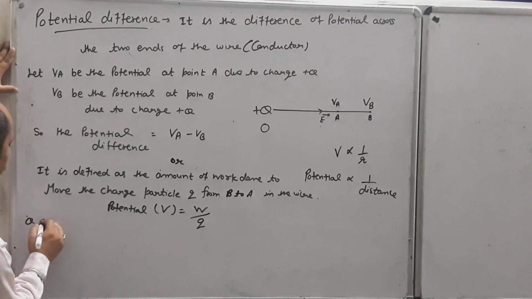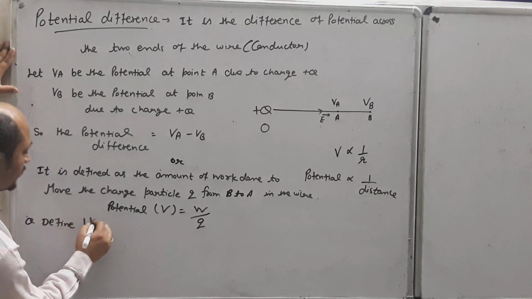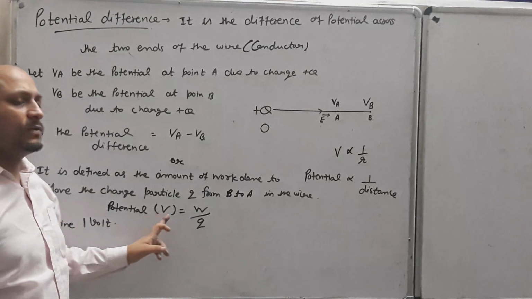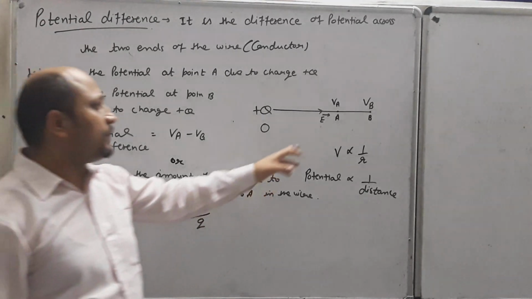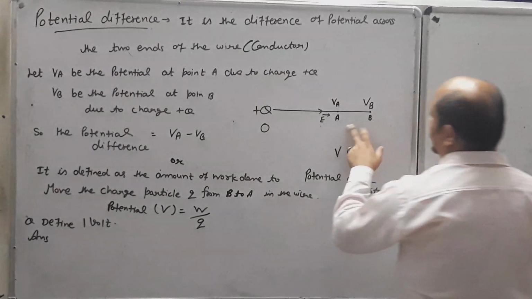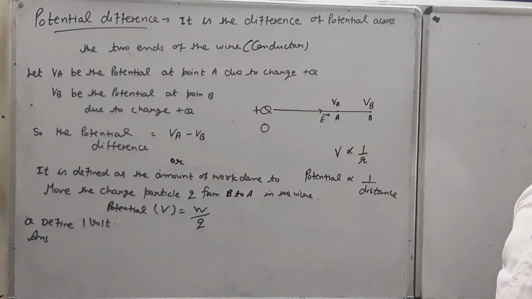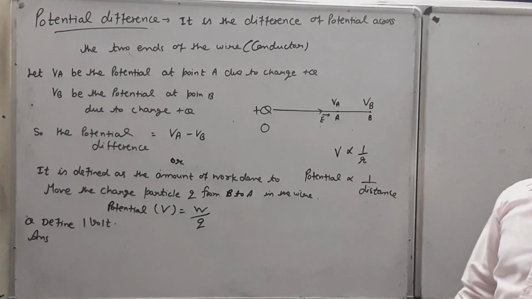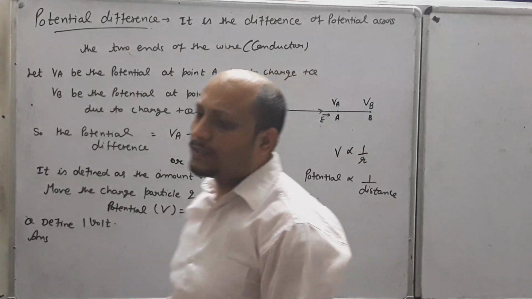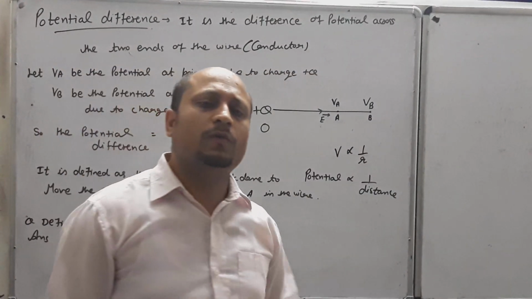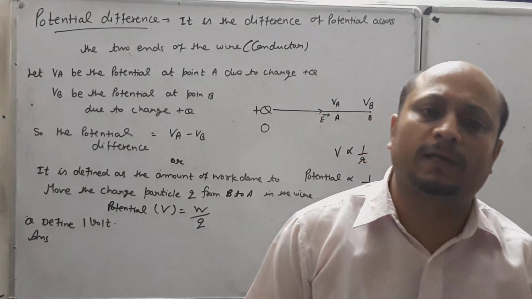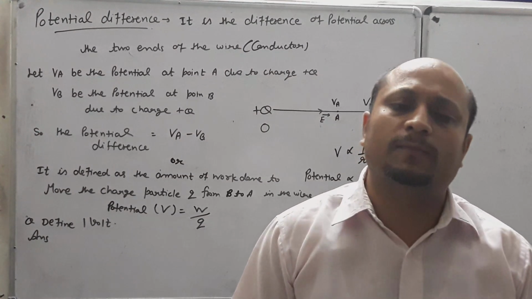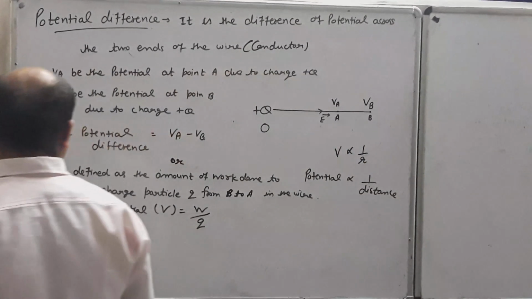द नेक्स्ट क्वेश्चन, डिफाइन वन वोल्ट. आंसर, कब कहेंगे कि जो पोटेंशियल है डिफरेंस अक्रॉस द टू एंड्स ऑफ द वायर इज सेट टू बी वन वोल्ट? द पोटेंशियल डिफरेंस हम कब कहेंगे दो एंड्स का वन वोल्ट है? द पोटेंशियल डिफरेंस अक्रॉस द टू एंड्स ऑफ द वायर इज सेट टू बी वन वोल्ट इफ वन जूल ऑफ वर्क इज टू बी डन टू मूव द वन कूलम ऑफ चार्ज पार्टिकल फ्रॉम वन पॉइंट टू अनदर पॉइंट.